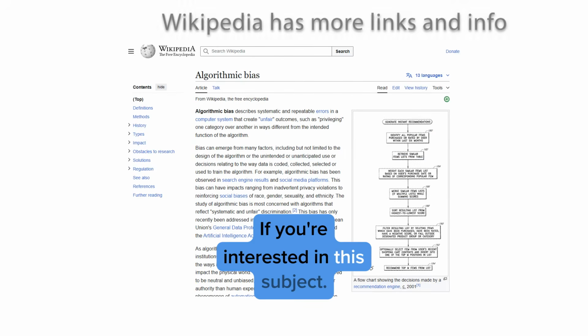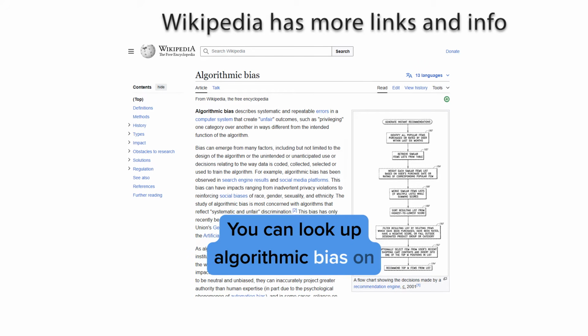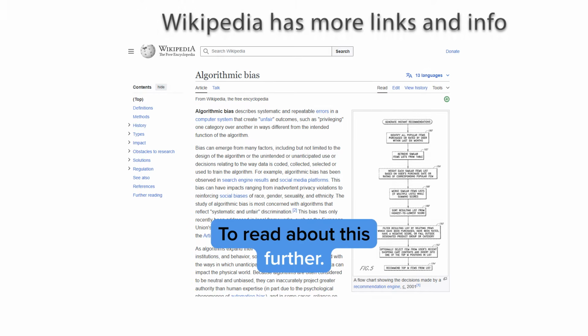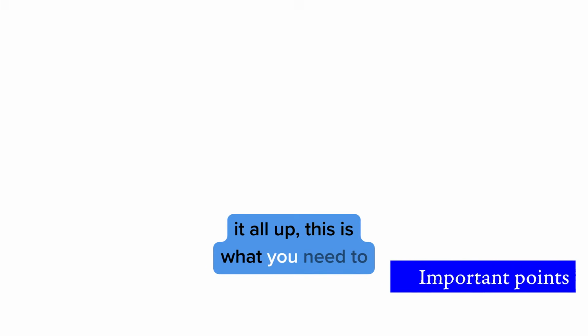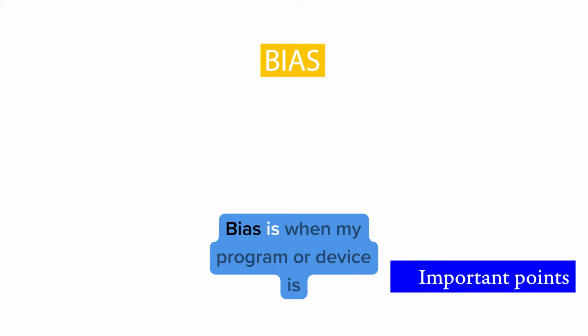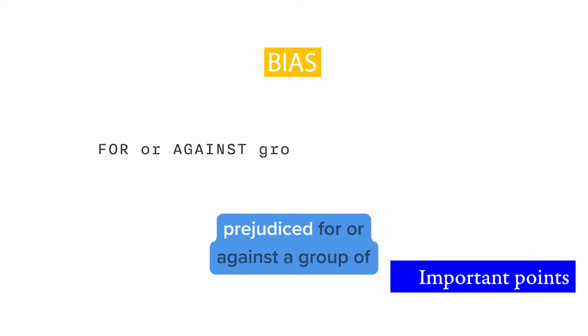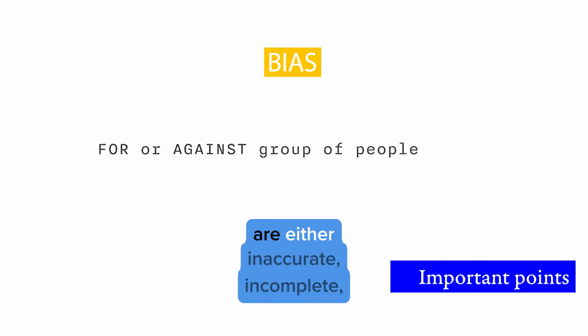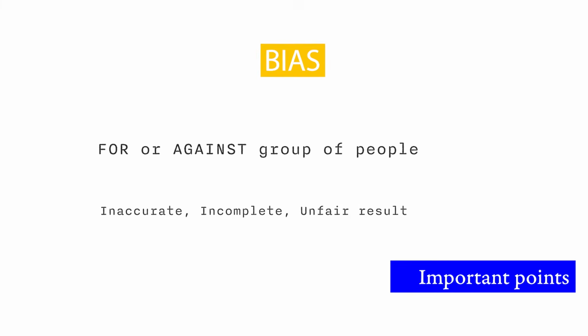If you're interested in this subject, you can look up algorithmic bias on Wikipedia, where you will find a lot of resources to read about this further. To sum it all up, this is what you need to know for the exam. Bias is when my program or device is prejudiced for or against a group of people. Bias will lead to results that are either inaccurate, incomplete, or unfair.